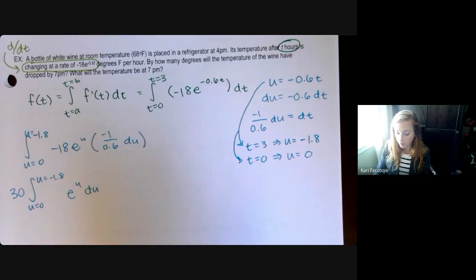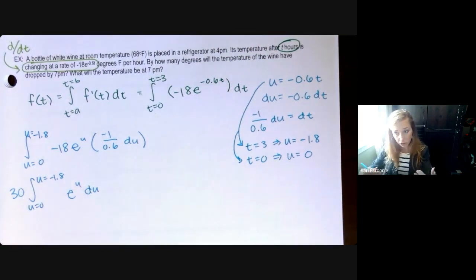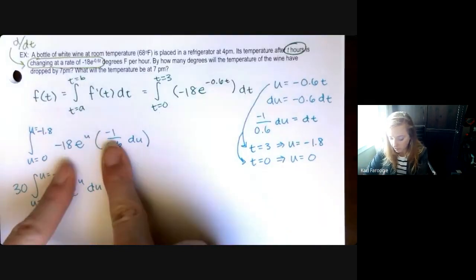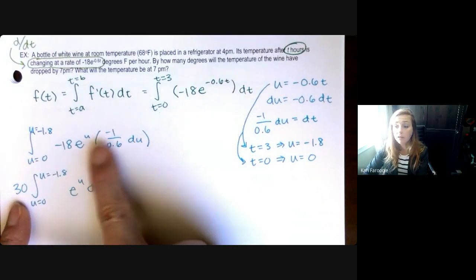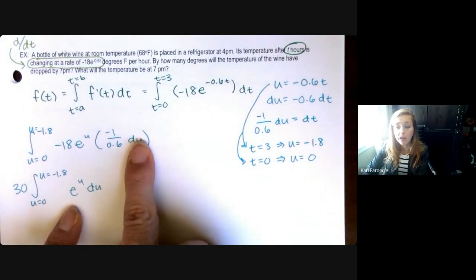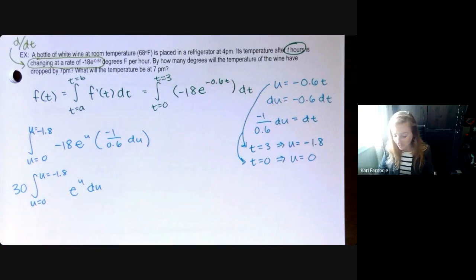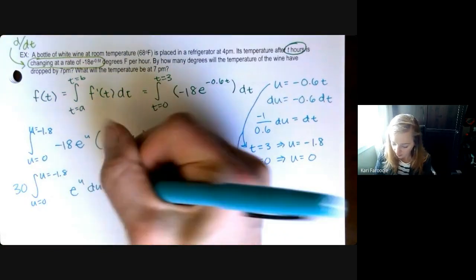Make sure everything's accounted for. The negative times the negative gives you a positive. All that leaves you with is e to the u du. And now I was waiting to use my favorite property. We're going to use it now. This is going to be, watch.